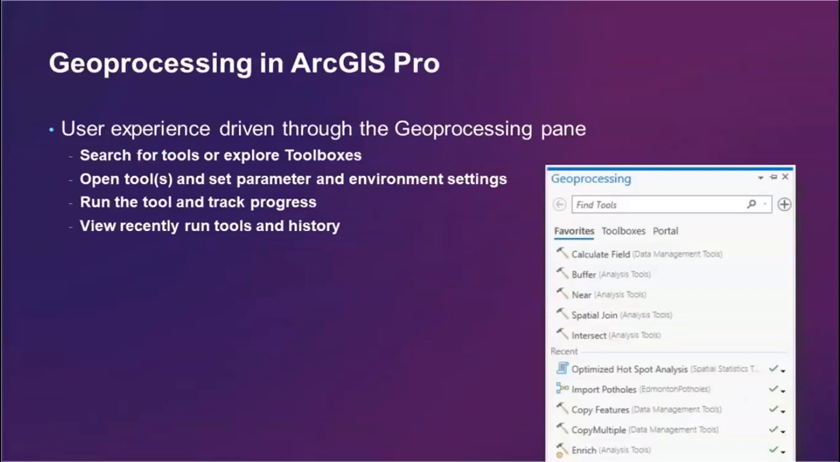The geoprocessing pane is where you'll do most of your geoprocessing work. This is the place where you'll be able to search for tools, or if you want to do it by toolbox, you can find the tool that you need that way. Once you open the tool, you'll be able to set the parameters for the tool and any specific environment settings. You'll execute the tool and track its progress as it's spinning up. Then you'll be able to view the results and also the history of that execution of the tool. So it's your one-stop shop, like I said, where you'll be able to access all of your geoprocessing functions in one place.